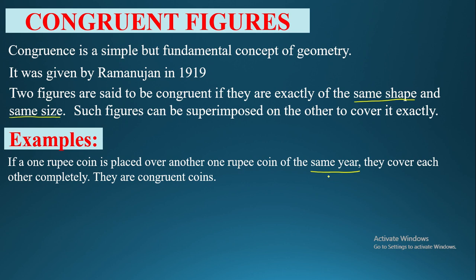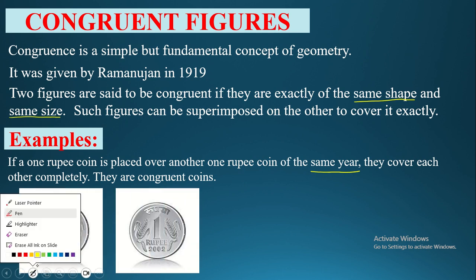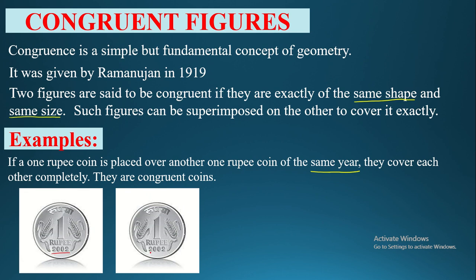because in the same year, the same type of coins are being made, they cover each other completely, then they are congruent coins. Just like here, these two coins are formed in the same year 2002. So if we place one coin over the other, these two will be completely superimposed on each other. Thus, these two coins are congruent. We have the same shape as they are circular, and these two coins have the same size as well. So we can say that these two coins are congruent to each other.